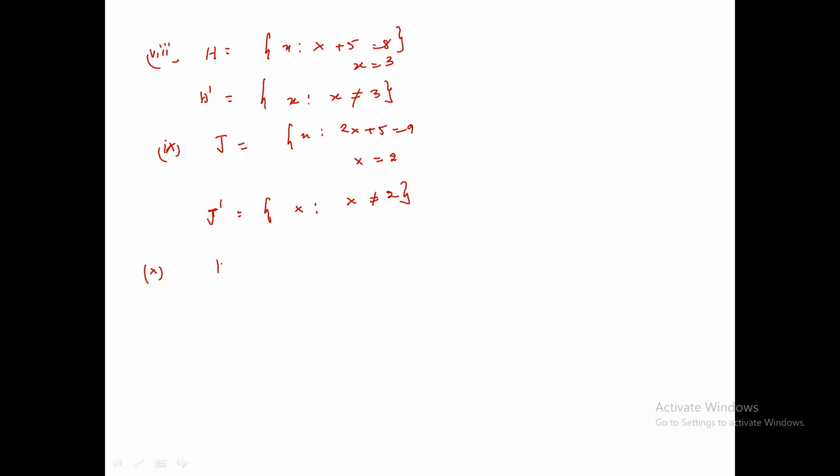10th one, K is a set having x such that x is greater than or equal to 7. So K dash will be a set having x such that x is less than 7. Question number 11. L is a set having x such that x belongs to the set of natural numbers and 2x plus 1 is greater than, just greater than 10.